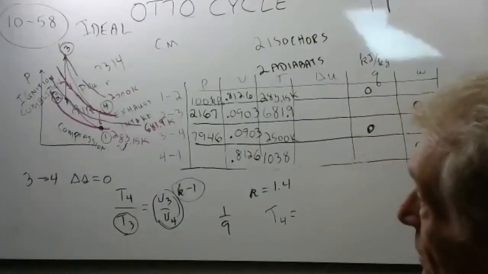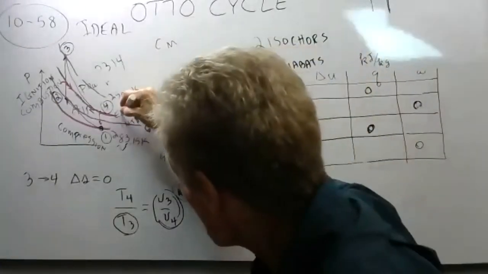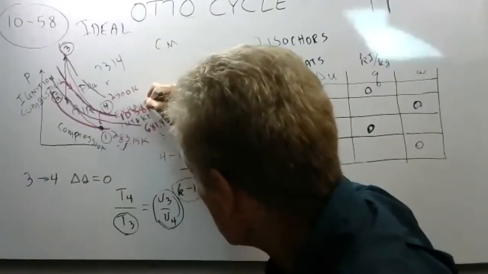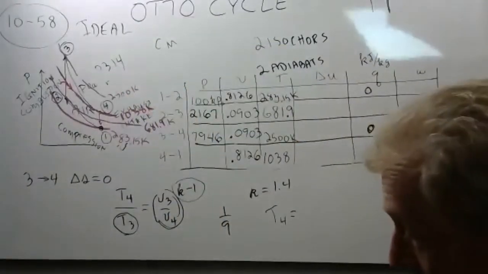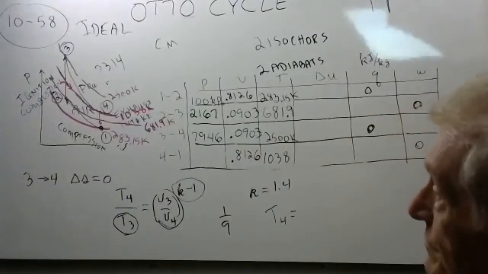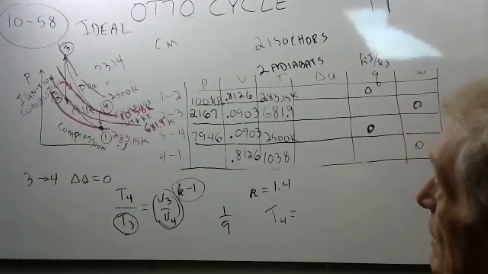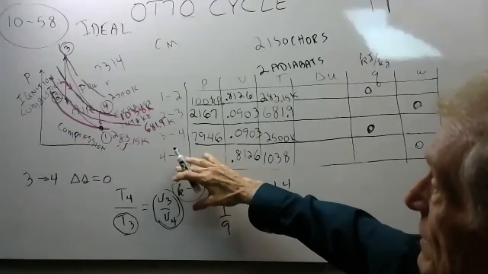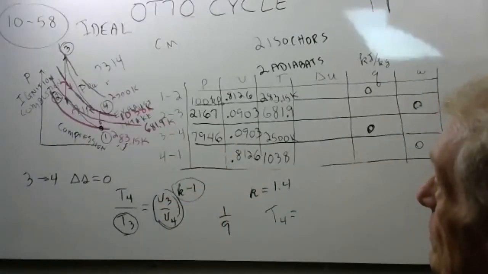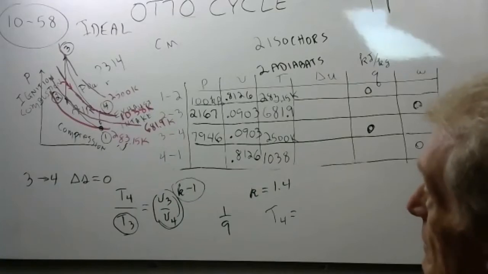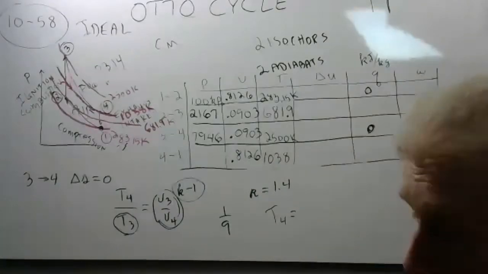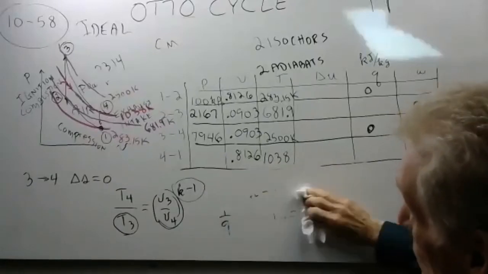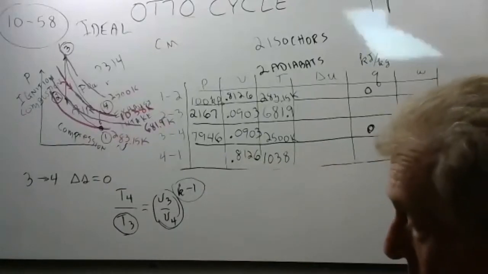Let me write it down here. We just figured this is 1,038 Kelvin. Good going. Now we're going to figure out P4. Well, how do you do that? Well, hey, here we go. We can do this.